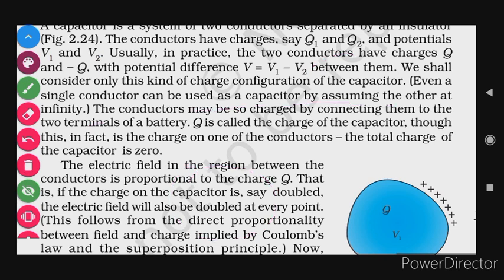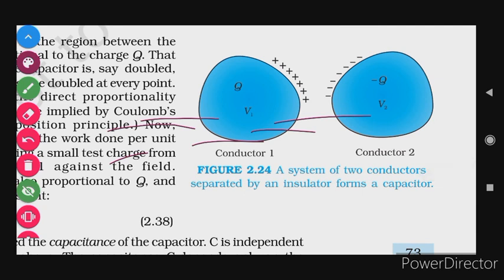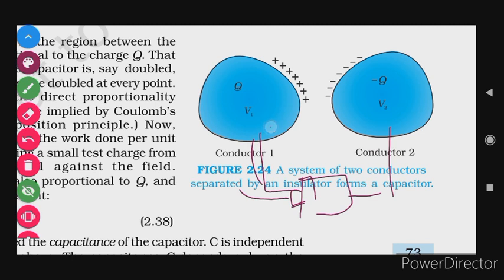Now the conductors may be charged by connecting them to the two terminals of a battery. Q is called the charge of the capacitor. In fact, it is the charge of the conductor. The total charge of the capacitor is 0. So how did we charge these two conductors? We must have connected them to a battery, and when we connected them to a battery, positive charges will flow this way. We connect this way, the positive side will be like this. So the positive charge will flow on this one and the negative charge will flow on this one.